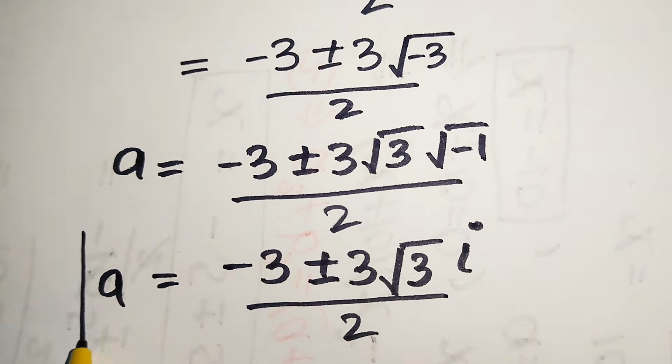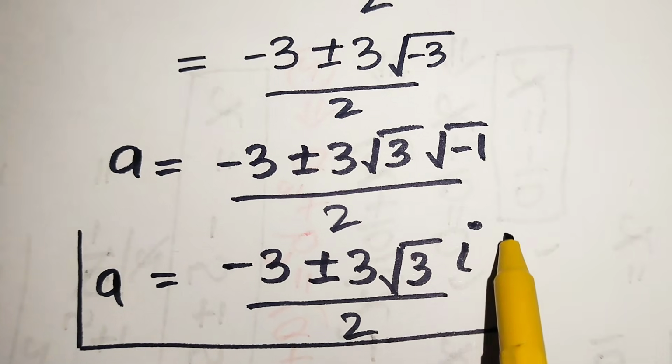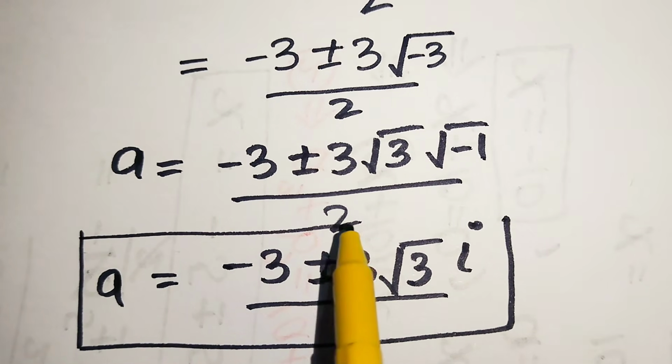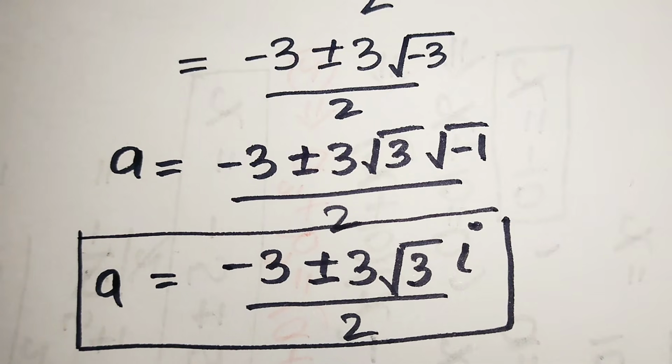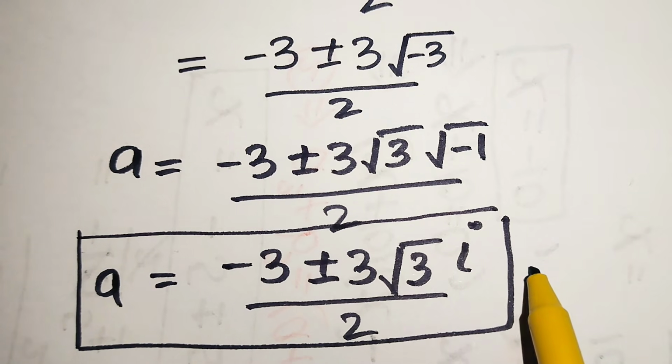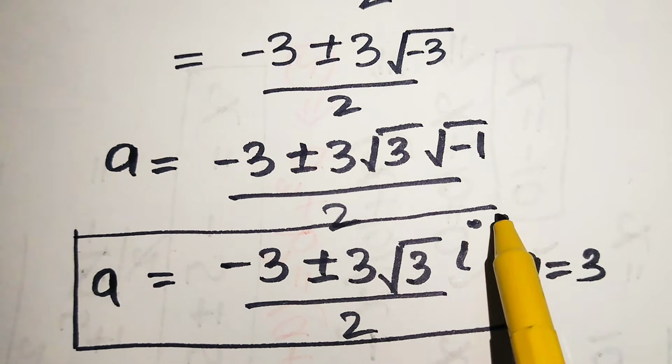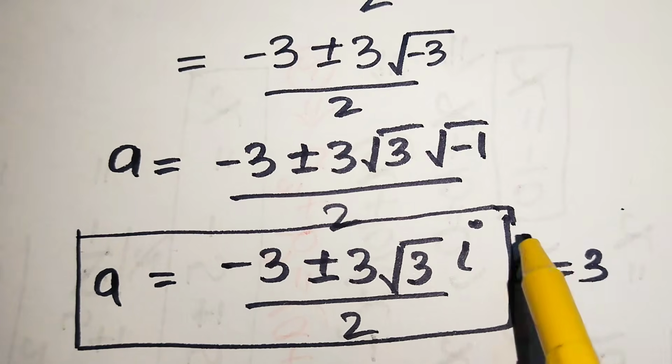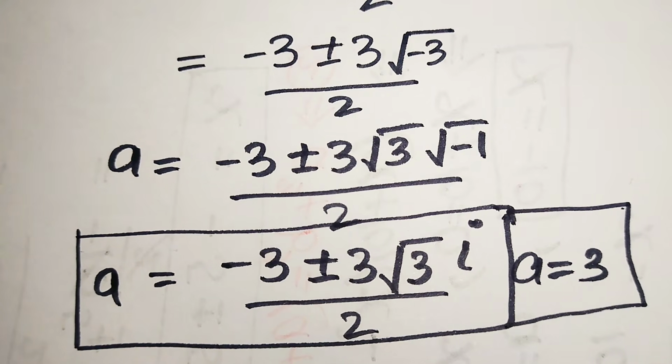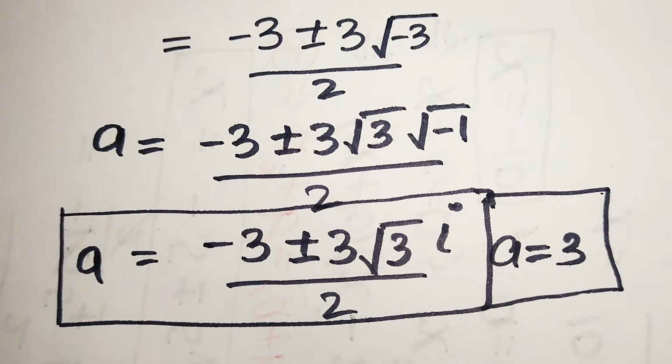And finally we have, there are three roots of the given equation in which these two roots are complex roots, and a is equal to 3 is the only one real root of the given equation. So these are the three roots, and this is our final answer of this question.